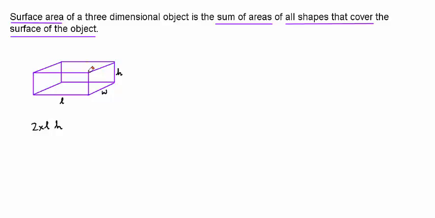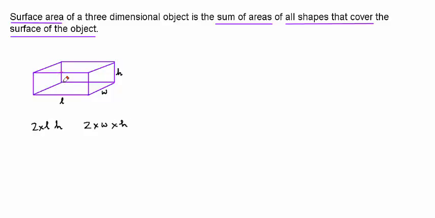Similarly, there are two rectangles on the two sides, this one and this one, that have got an area of W times H, and we have two of them, so the combined area is 2 times W times H.